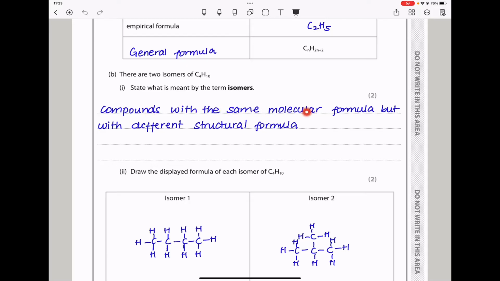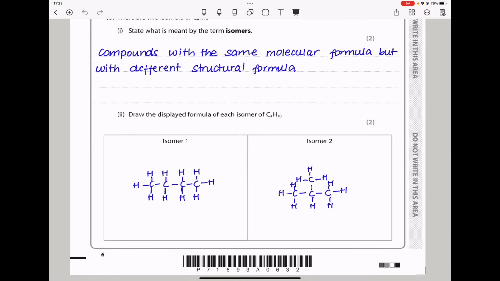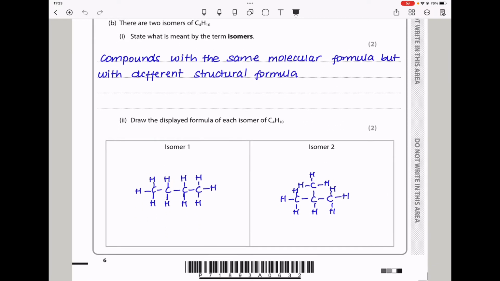Isomers are compounds with the same molecular formula, but with different structural formulas. The next part says, draw the displayed formula of each isomer of C4H10. Isomer 1 can be when they are all in a straight chain, like 4 carbons in a straight chain. And isomer 2 can be like that, and then we branch off 1 carbon. So this one here is what we see here after filling with the hydrogens, and this is what we see here. One is going to be straight chained and the other is going to be a branched chain.